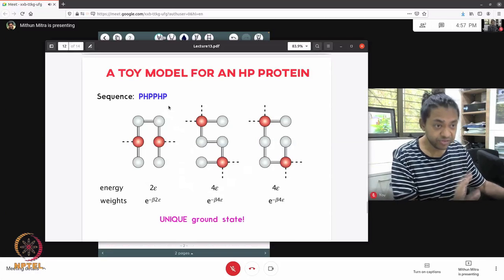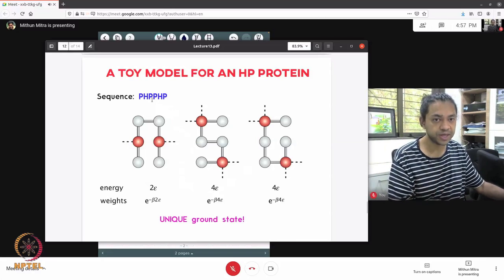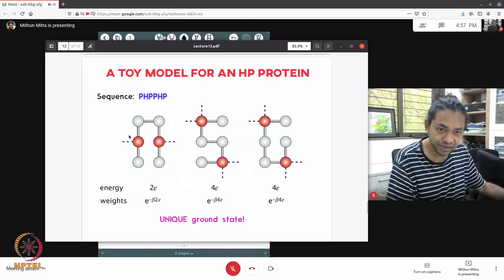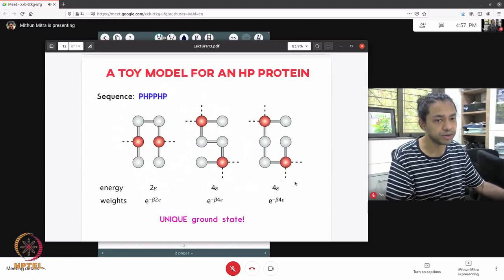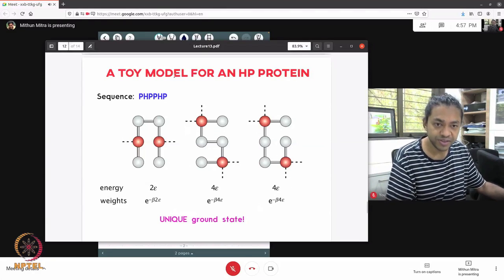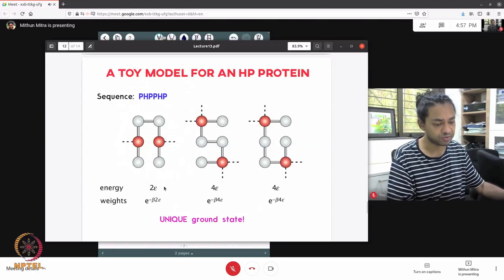So for this sequence, unlike the earlier sequence HPHPHP, for this sequence PHPPHP, the pi conformation has the lowest energy. It costs me an energy of 2 epsilon, while these other two cost me an energy of 4 epsilon, right? Which means that this sequence has a unique ground state, which is given by this pi structure.